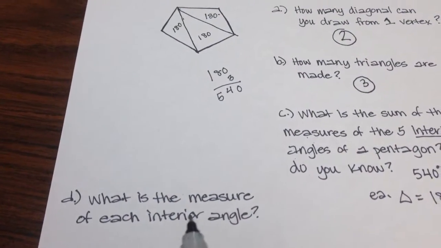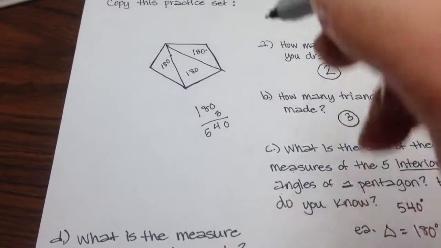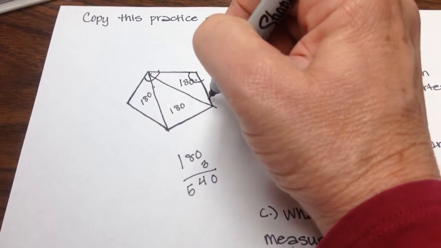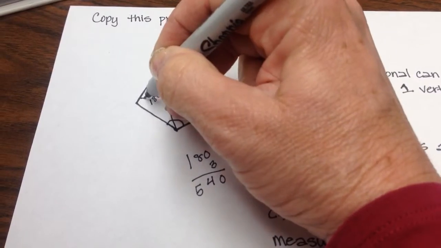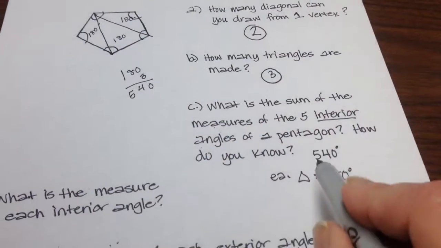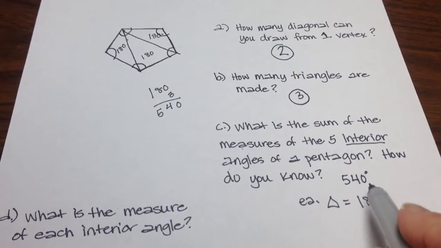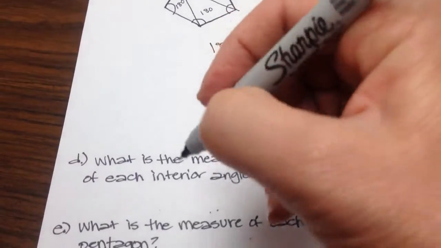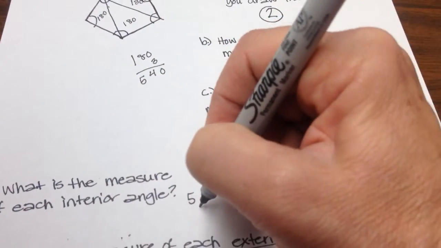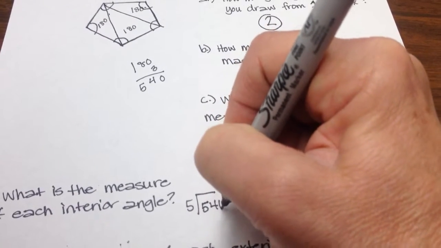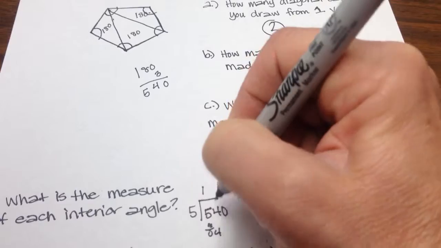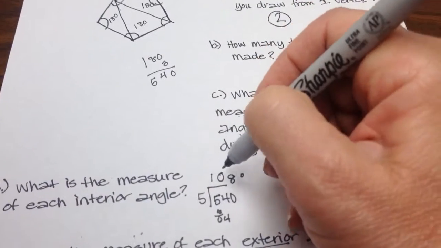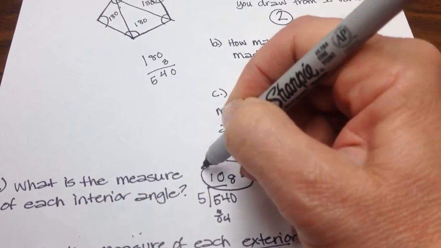All right, now, what is the measure of each interior angle? I want to know this one, this one, this one, this one, and this one. Well, what do I know? I know that all 5 are 540. So I'm going to divide 540 by how many angles? 5. All right, so let's do that. 5 goes into 540. Well, it goes in there once. Get a 5. We'll do 0 and 8. So each interior angle is 108 degrees.